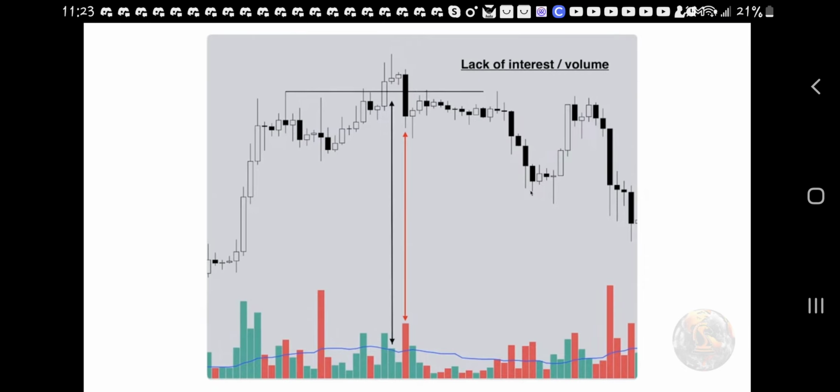So false breakouts, that's it covered. The 5 reasons behind them, how you can spot them, how you can look at them through the lens of Wyckoff in terms of phases and time, and also how you can look at them through volume analysis just simply on a chart.